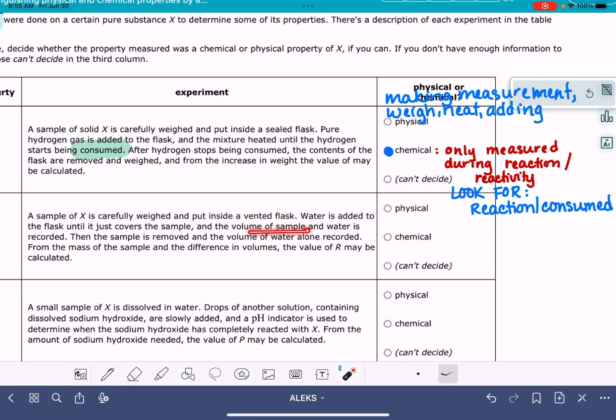Let's see, where was I? The volume is recorded, the sample is removed, the volume is recorded, and from the mass and the volume, the value of R may be calculated. I didn't see anything in there that implied that we were doing a chemical reaction. So I'm going to classify this as a physical property.